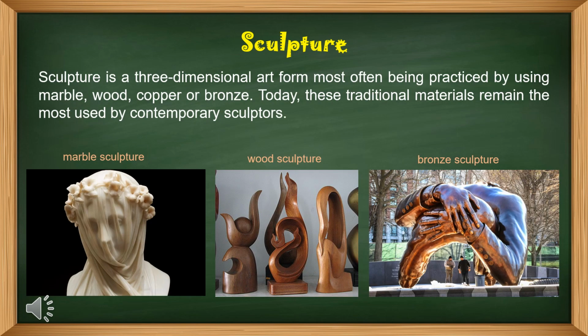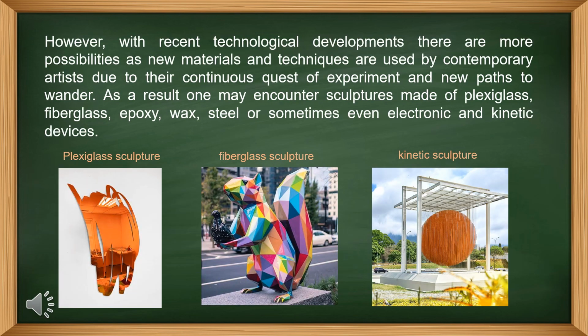Sculpture. Sculpture is a three-dimensional art form most often being practiced by using marble, wood, copper, or bronze. Today, these traditional materials remain the most used by contemporary sculptors. However, with recent technological developments there are more possibilities as new materials and techniques are used by contemporary artists due to their continuous quest of experiment and new paths to wander.